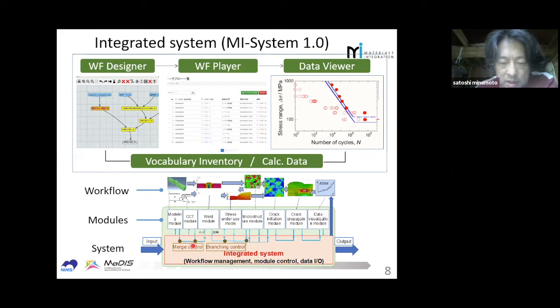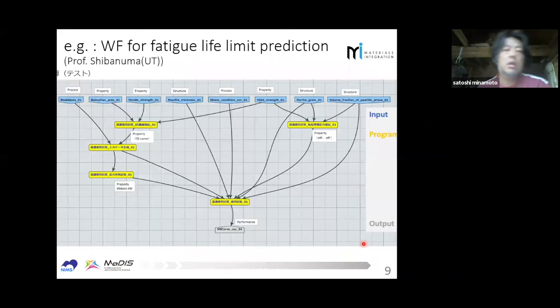So the system can carry out these kinds of modules automatically and gets the output data. Okay, and here's just a different example of a workflow to capture the fatigue life limit prediction, courtesy of Professor Shibanuma, University of Tokyo. The blue one is the input condition, the yellow one is the calculation program, and the gray one is the output.